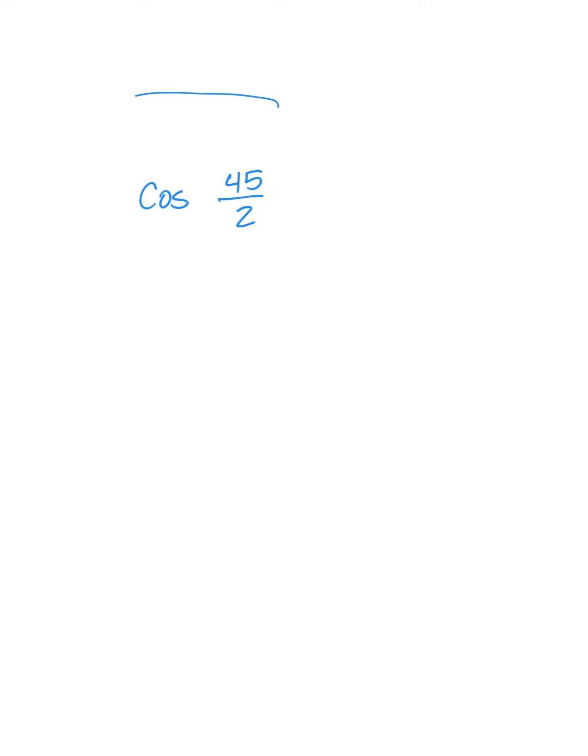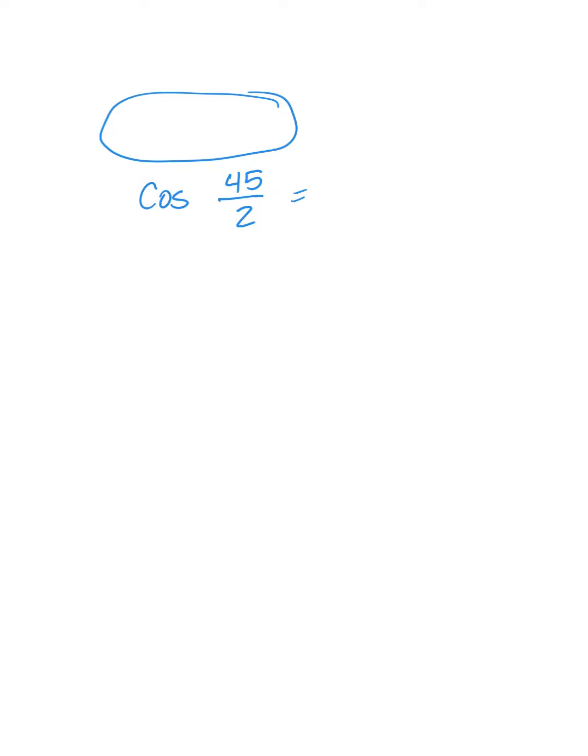Now this is what they want us to find, and that is in the first quadrant. So you see how it has a plus or minus symbol? You know it's going to be a plus. So we already know the answer is positive because we're looking for the cosine of 22.5. That's in the first quadrant. Everything's positive. So we don't have to even think about the sign on this one.